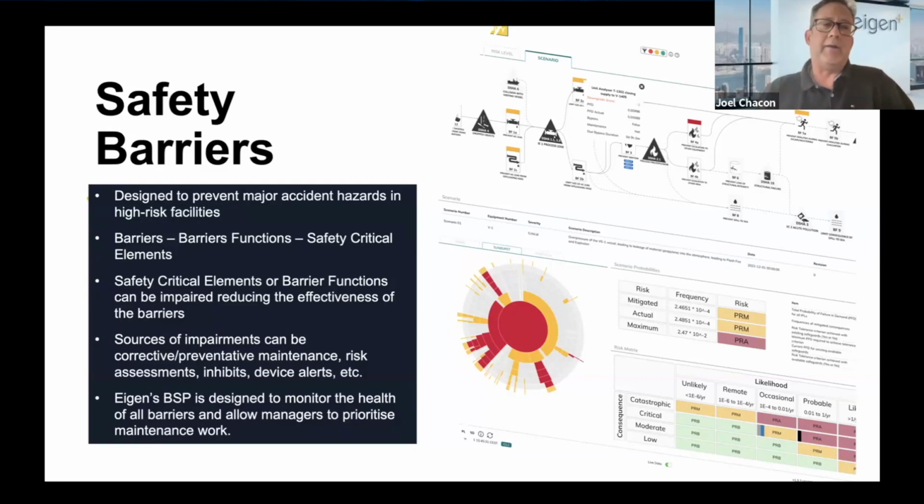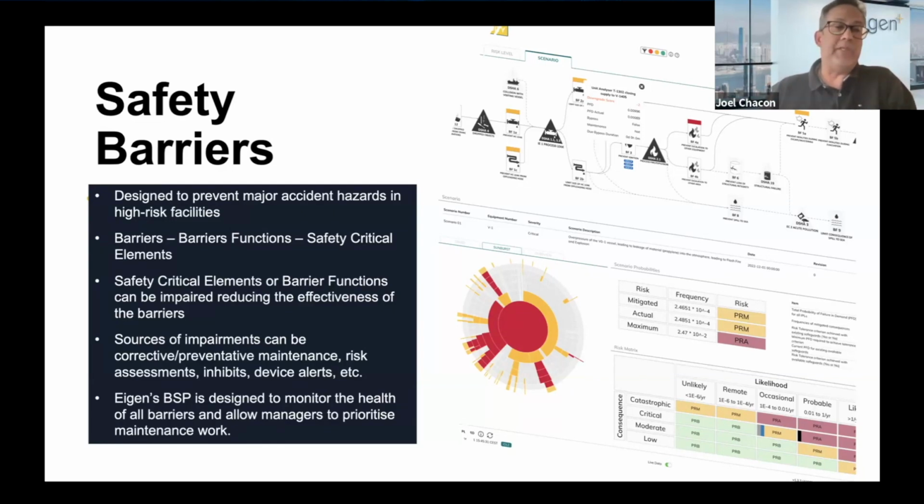These barriers are organized in a way that they have safety barrier functions, which in turn are connected to safety critical elements. And barrier functions can be part of a system, they can be part of a performance standard. And this is all modeled in a knowledge graph that actually drives the whole performance of the safety barrier system. Of course, safety critical elements or barrier functions can be impaired, reducing the effectiveness of the barrier. That's the whole objective of the software, to monitor the health of those barriers based on impairments.